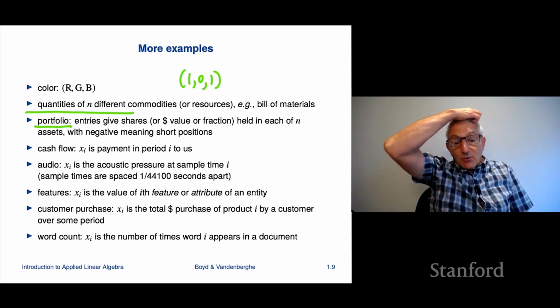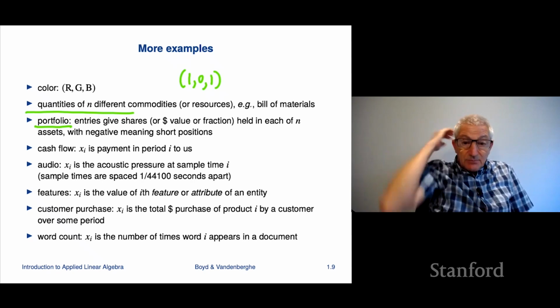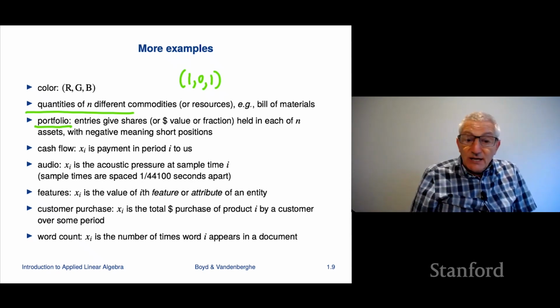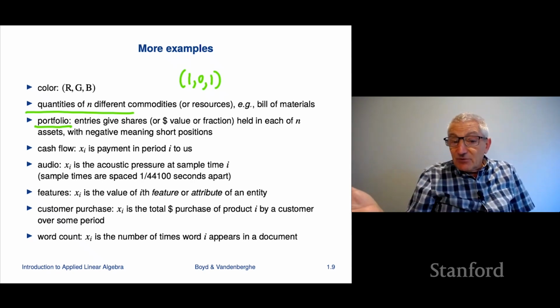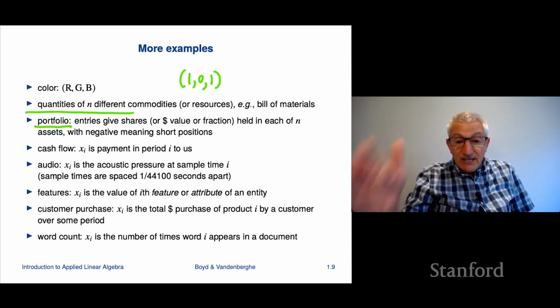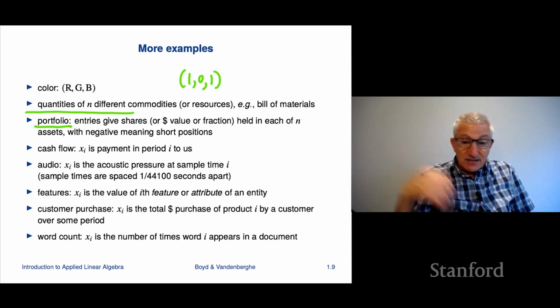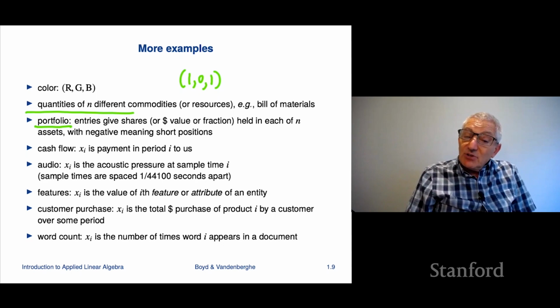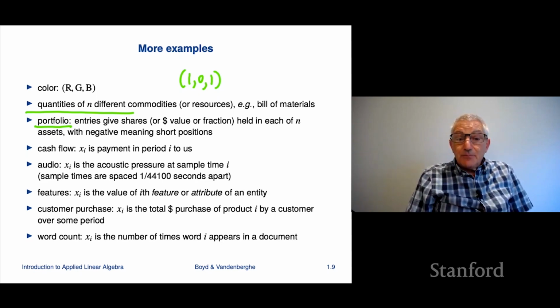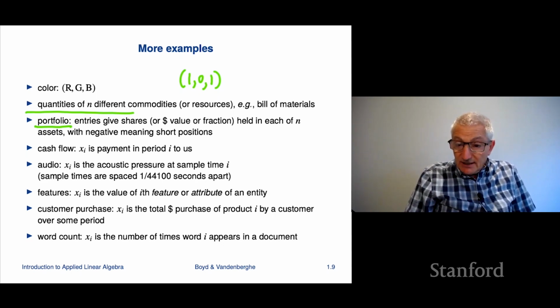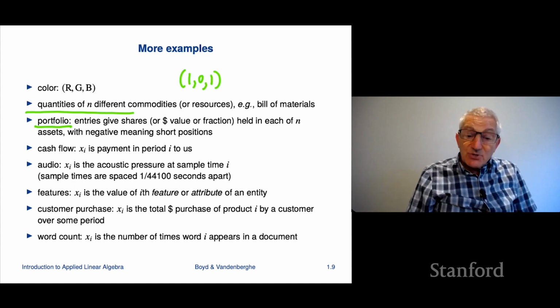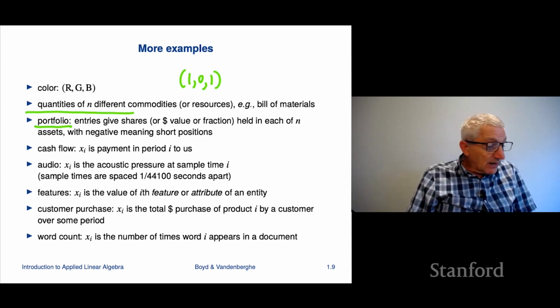There are several ways people do this. A vector could give you the dollar value of each of the assets. That's a common one. Another is it could give you the fractions of your total portfolio held in each of these assets.